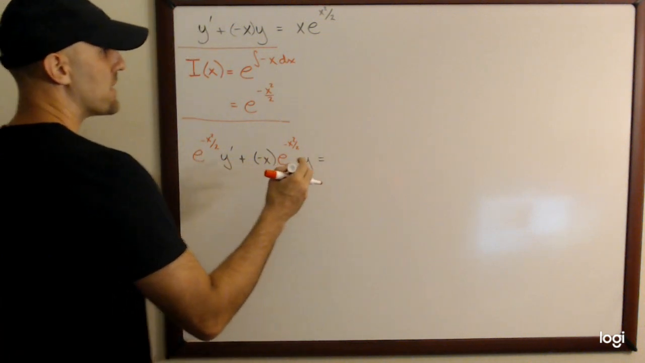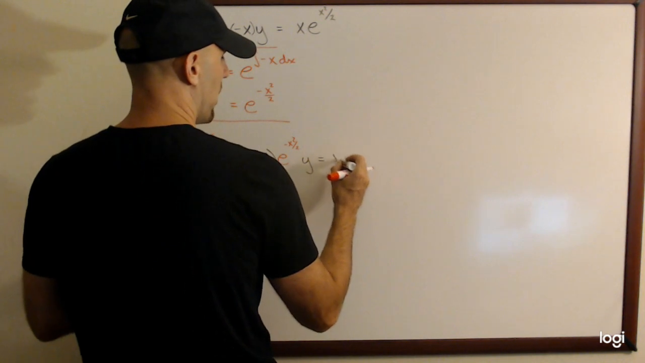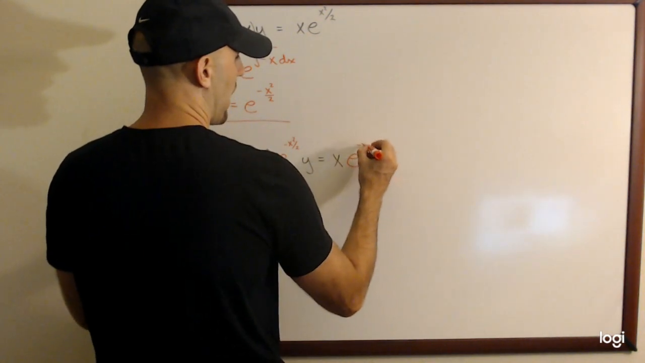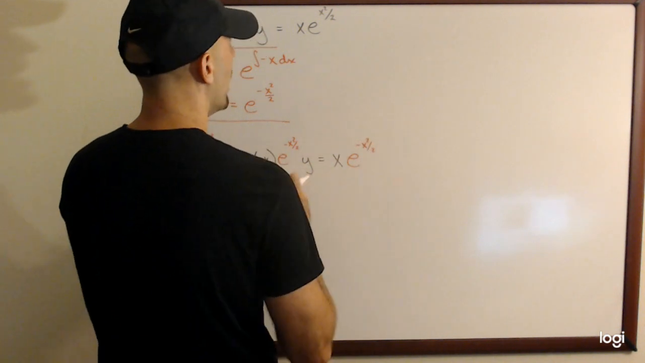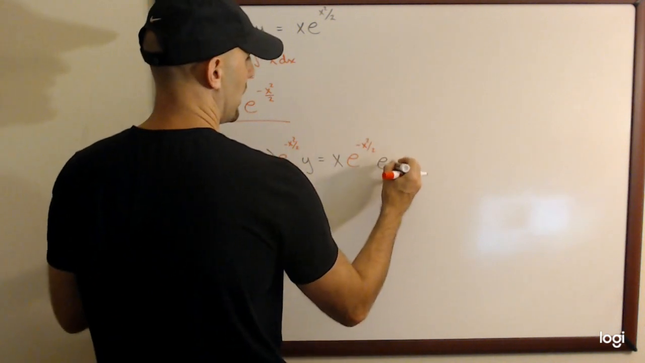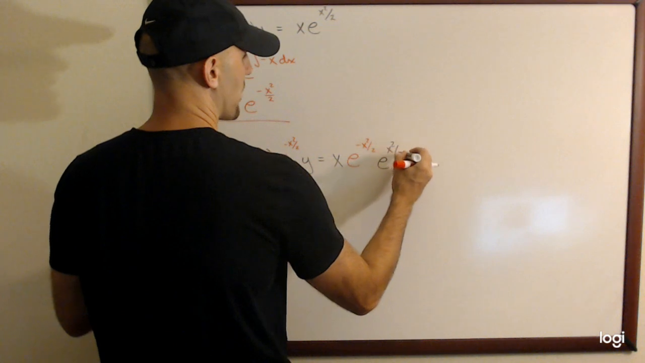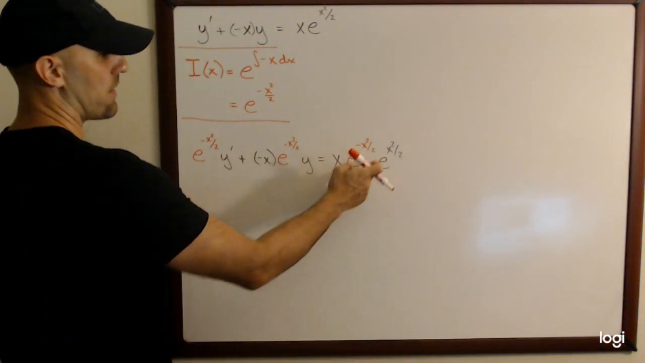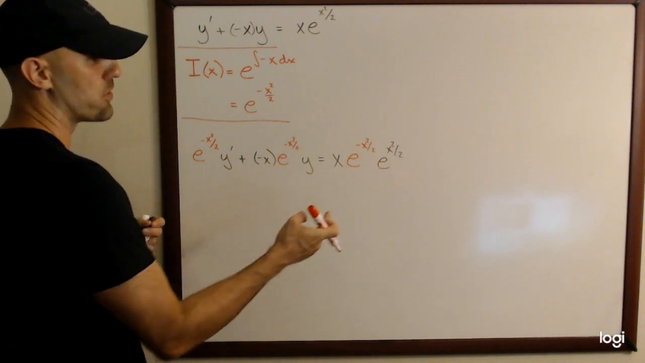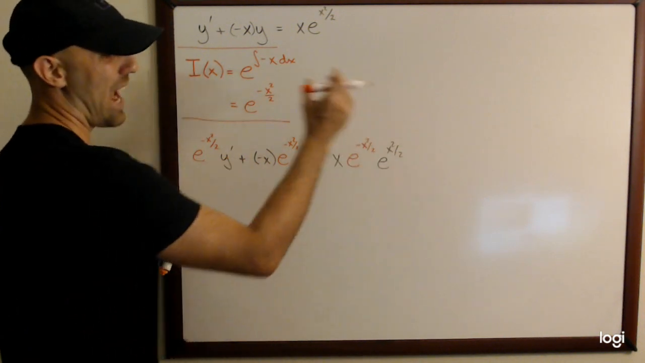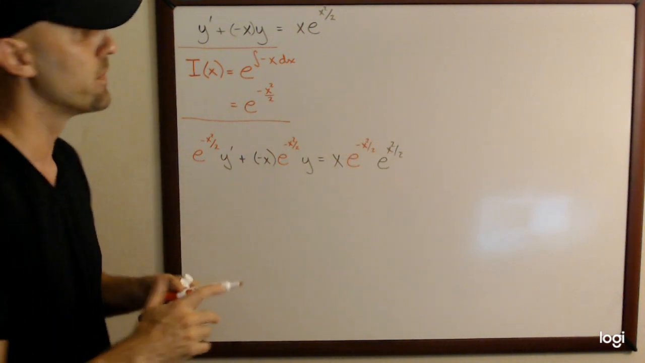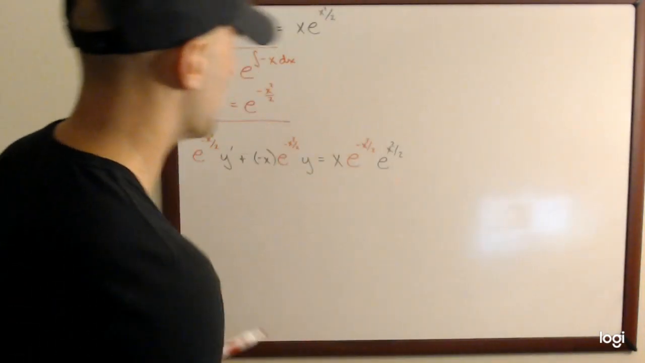And on the right-hand side, let me just write it out. I'm going to get x, and I'm going to get e to the negative x squared over 2, and then times e to the positive x squared over 2. But the product of e to the negative x squared over 2 and e to the positive x squared over 2, when you multiply like bases, you add the exponents, right? And if I add these two together, I get 0. e to the 0 is 1. Okay? So this turned out very, very nicely.